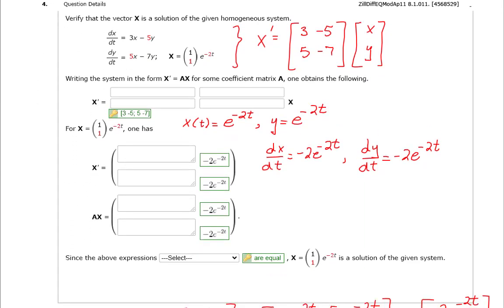Alright, in question 4 here, we have our differential equation with our system. They're claiming that this is a solution. So that says x of t is e to the -2t and y is also e to the -2t. My matrix A is just the coefficients 3, -5, 5, and 7. So that's what would go in here. And so let's look at what the derivative is for each one of these. Well, the derivative is -2 e to the -2t for both of them.